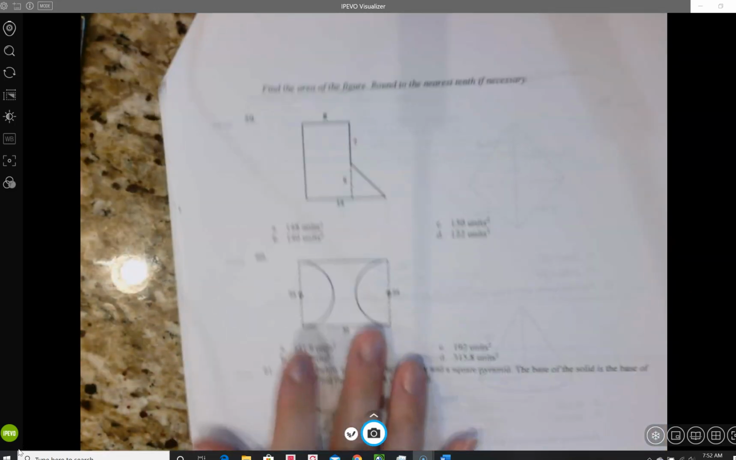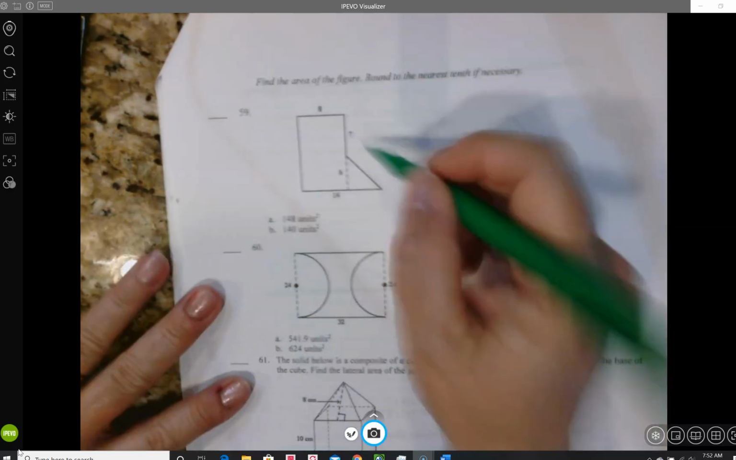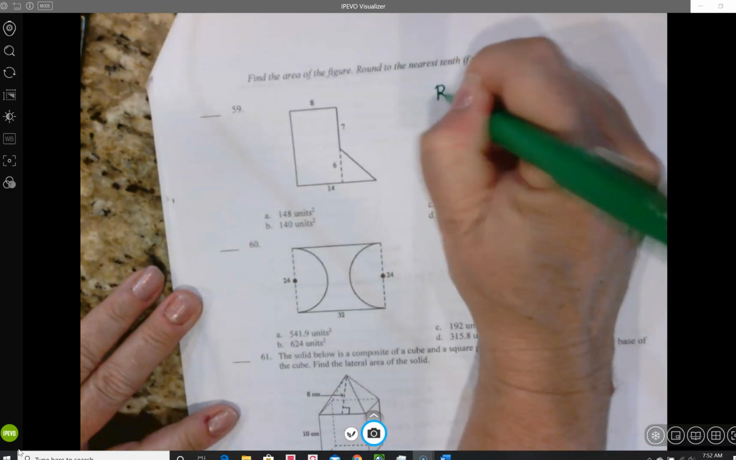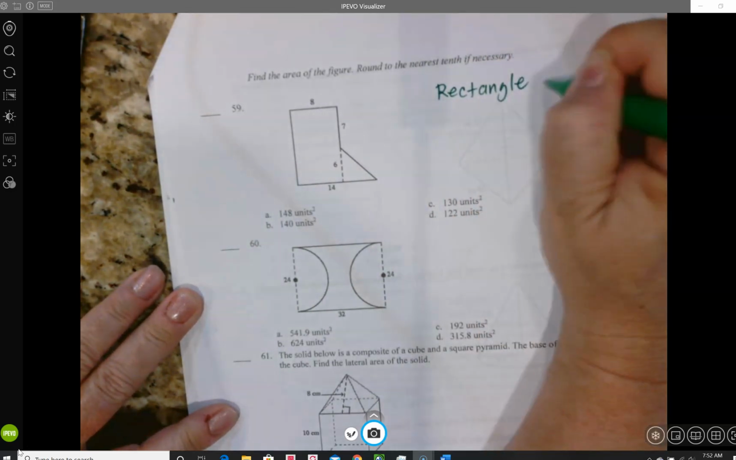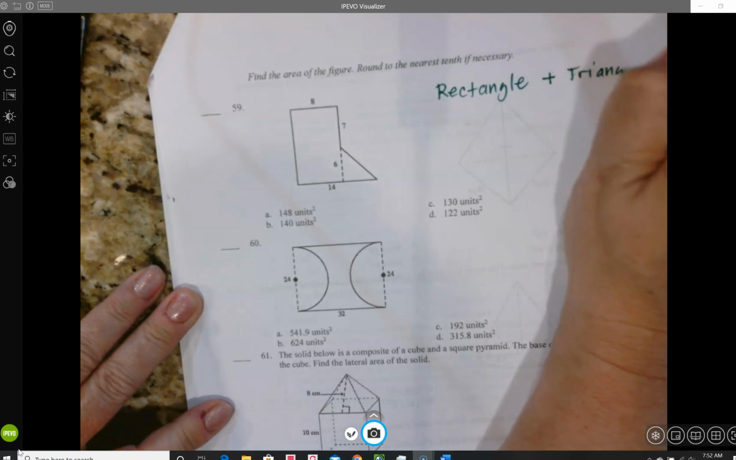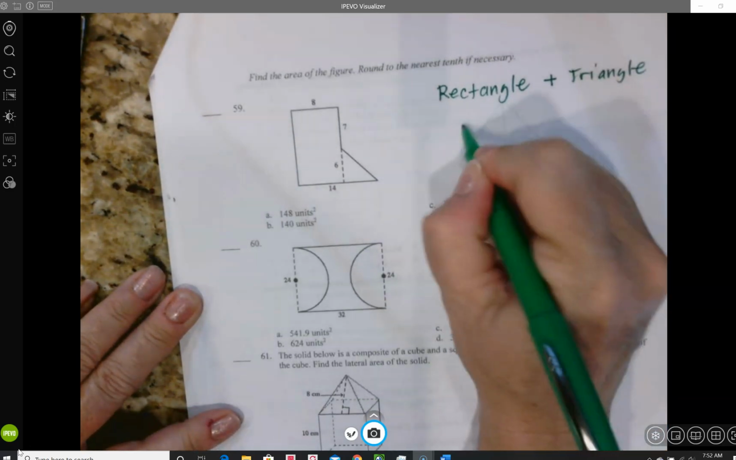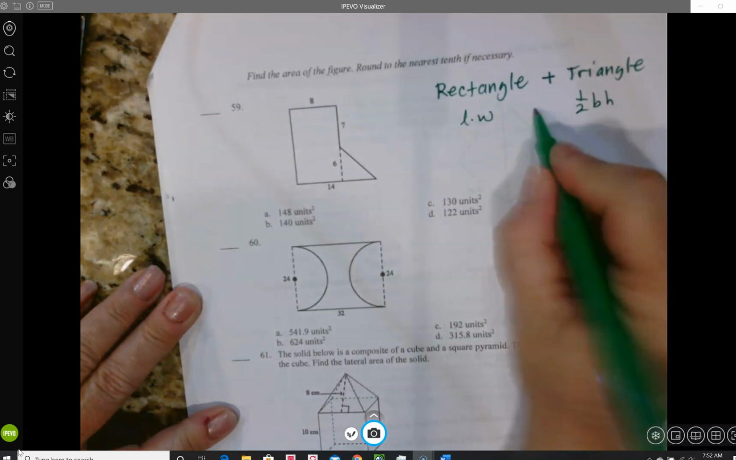Next shape, this is called a composite shape, where you have a couple of different shapes added together. And so we're going to find the area of the figure by adding the two of them together. So I'm going to take my rectangle and find its area, and I'm going to add the area of the triangle. So a rectangle is length times width. The triangle is 1/2 base times height.